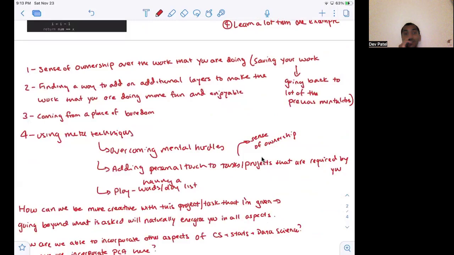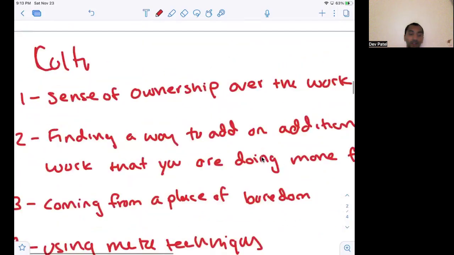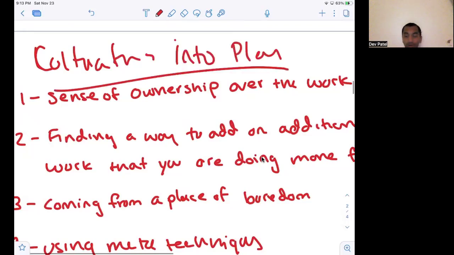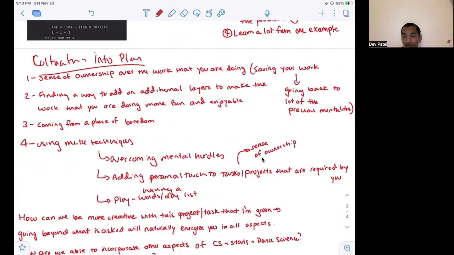So first, in terms of cultivating work into play, is a sense of ownership over the work that you're doing. Going back to a lot of previous mentalities that you might have had, what are points in time where you really felt a sense of ownership, a sense of power over the work? And really getting back to that. How can you cultivate an attitude or a mindset where you're able to get back to those instances or previous points where you were able to have that sense of ownership?